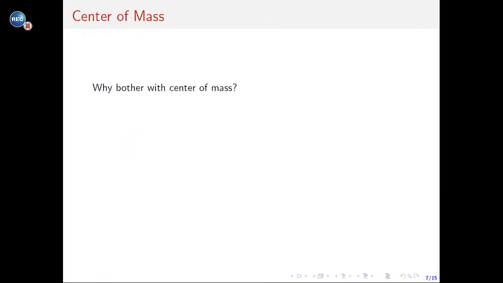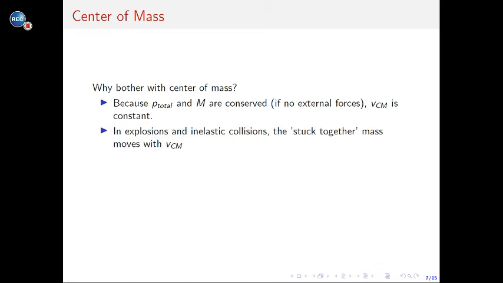But why do we bother with it? Well, because mass is usually conserved and momentum is definitely conserved. The center of mass velocity is constant if there's no external forces. If there is, then that acceleration tells you what the external force is. The explosions and the inelastic collisions problem all have already dealt with center of mass. The stuck together mass is at the center of mass, and so they move together.